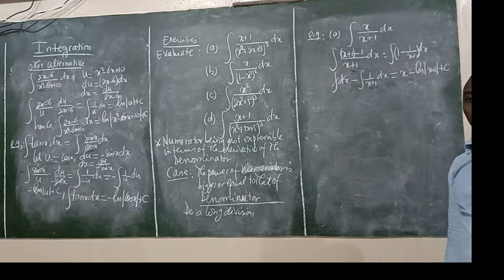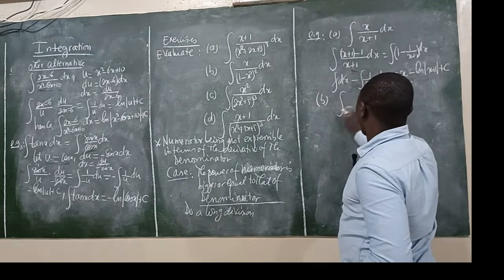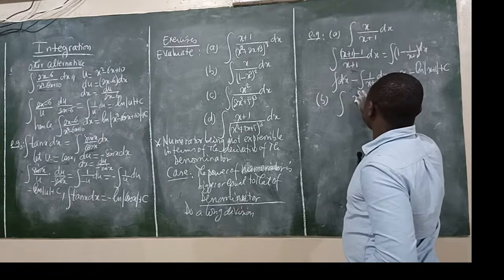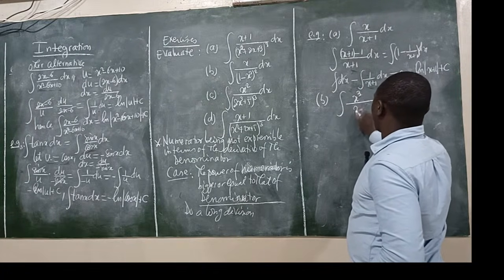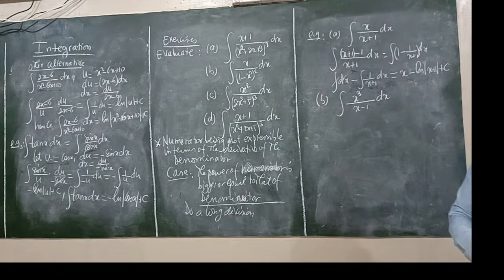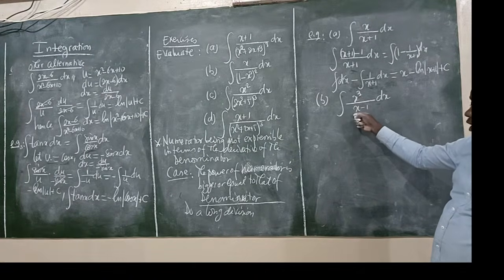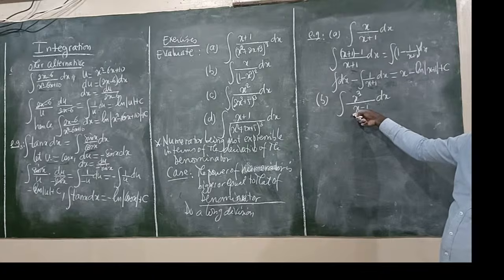Let's have the next question. Question B: the integral of x to the power 3 divided by x minus 1 dx. The other case will be later, after this example. As you see, the power of the numerator is bigger than that of the denominator, so we are going to do a long division now.